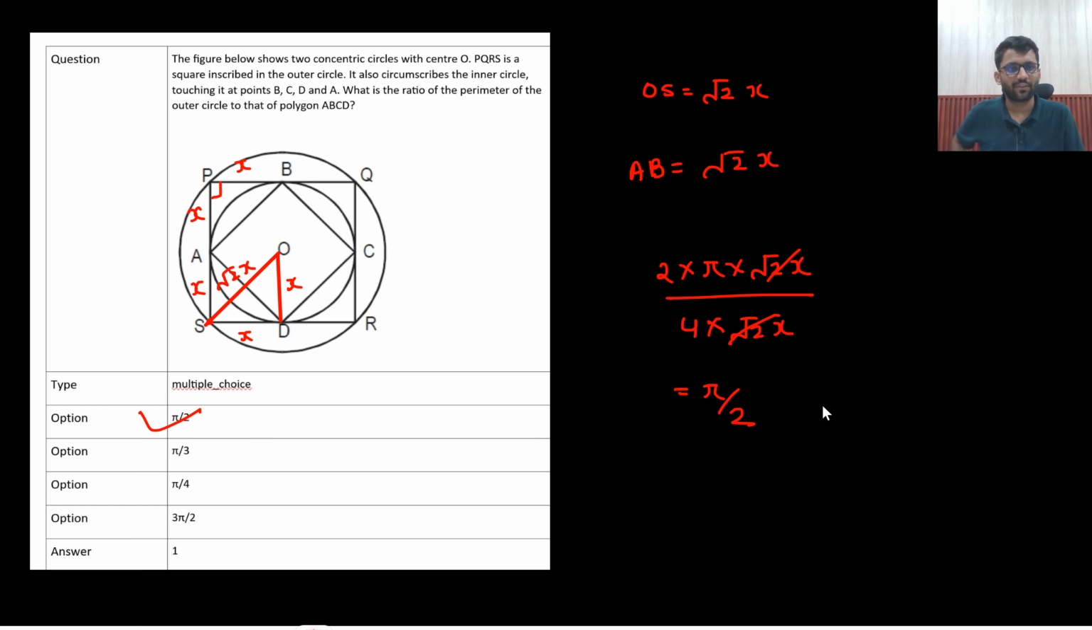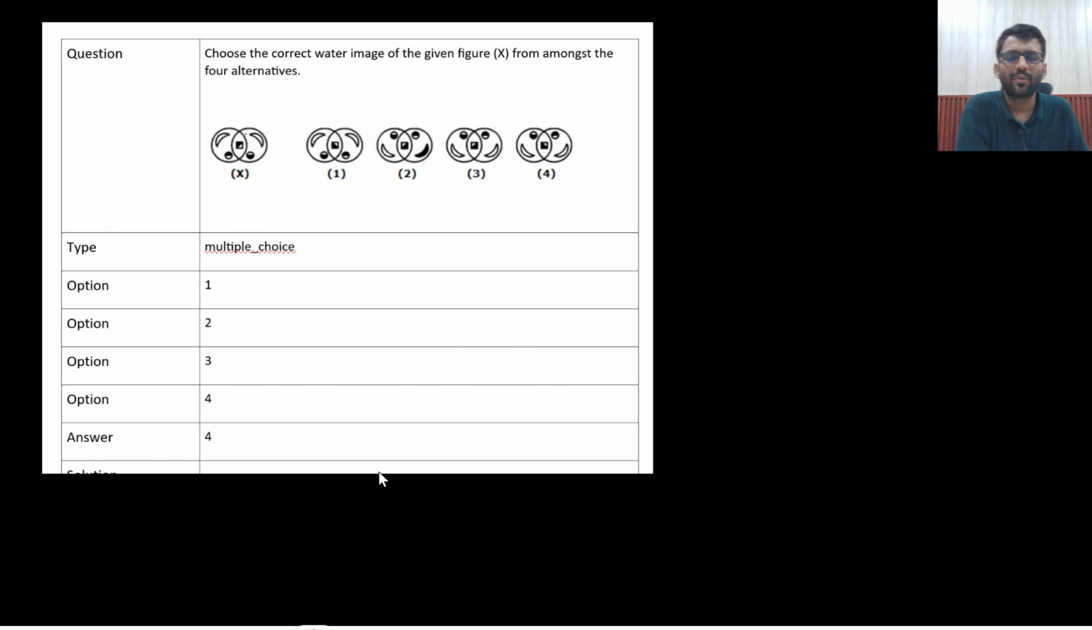Okay, very straightforward. In this problem, you need to find the water image. So there could be two questions. They can ask mirror image. That means you need to find the image here. And if they are asking water image, that means you need to find the image here. Water image. Here you are standing, water image. Okay.